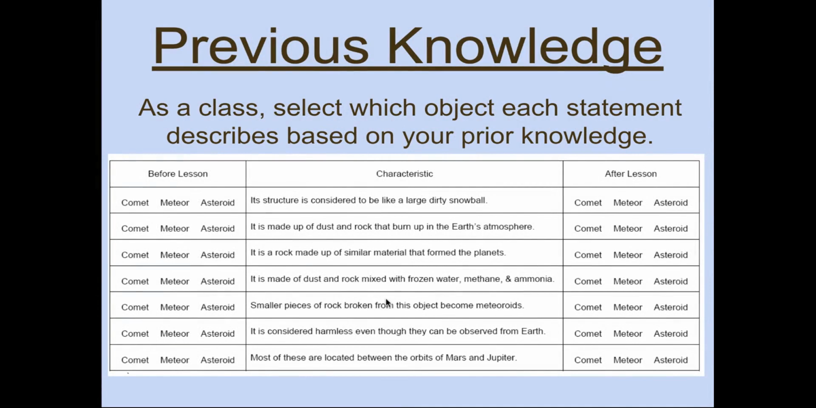So, take a second here and pause the video. And I want you to read each of these sentences and then consider what kind of structure is that. So here's an example. Its structure is considered to be like a large, dirty snowball. Would that be a comet, a meteor, or an asteroid? It is made up of dust and rock that burn up in the Earth's atmosphere. Is that a comet, a meteor, or an asteroid? So pause the video, and you don't need to write these down, but just read the sentence and consider which of those terms you feel applies to that characteristic. When you're done, press play.